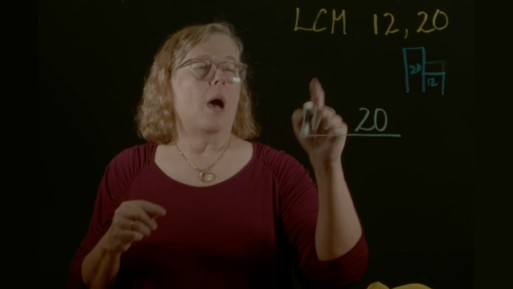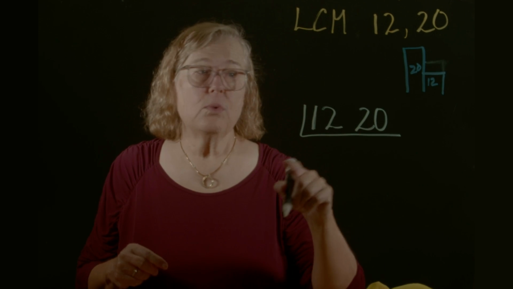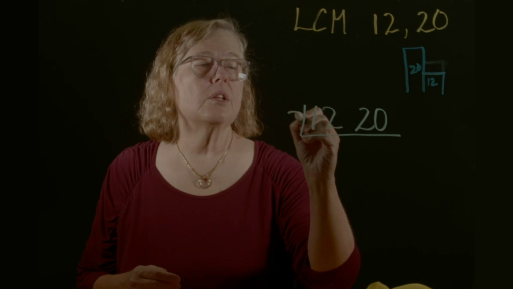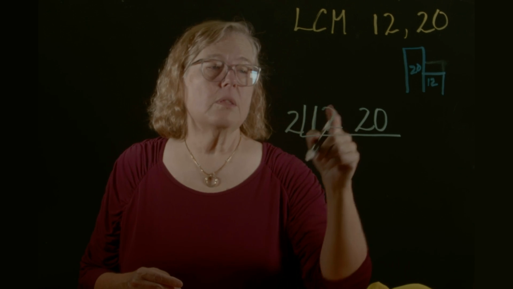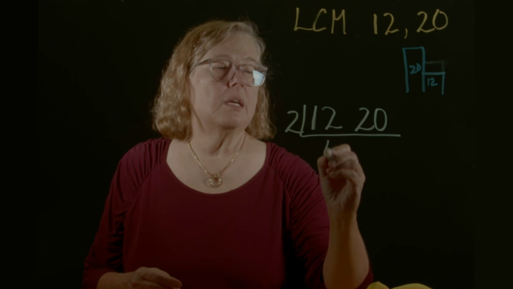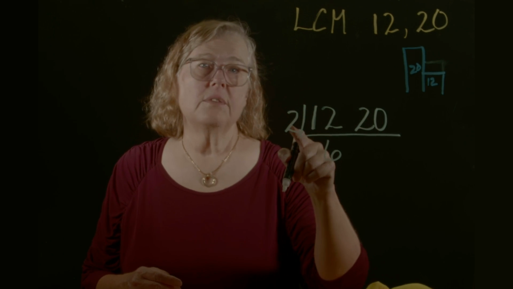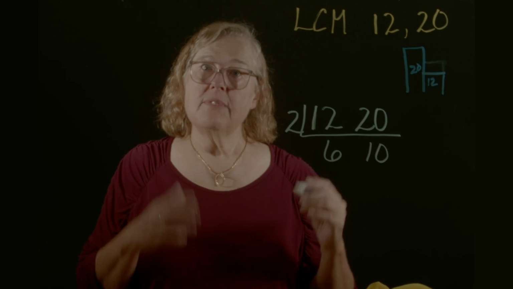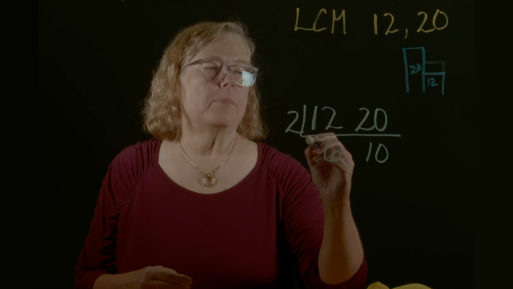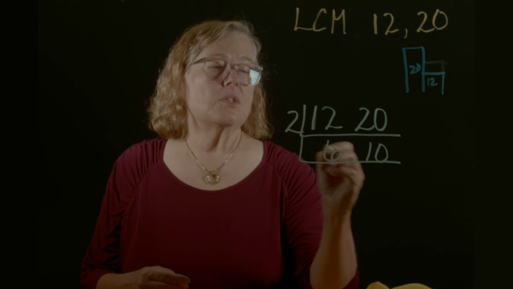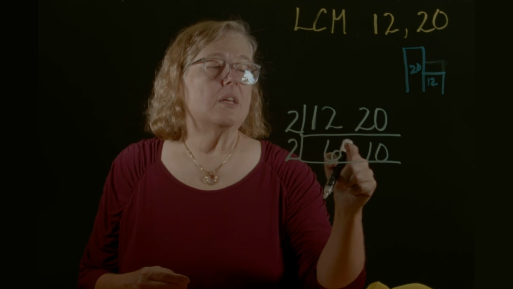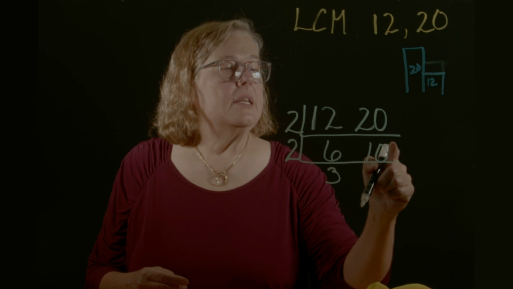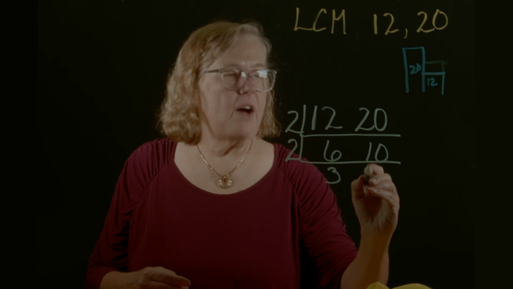Well, I'm going to pull out a 2 because they're both even, right? We see that here's 2 and 0, both even. I can pull out a 2. And what am I left with? 12 divided by 2 is 6. 20 divided by 2, 10. Nice job. They're both even again. Let's pull out another one because they're still even. So I can pull out 2 again. 6 divided by 2 is 3. Good job. 10 divided by 2 is 5.